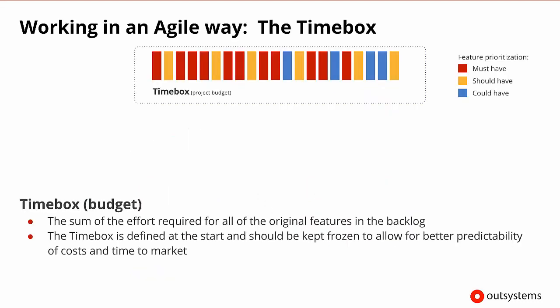So what is working in an Agile way? Well, let's start off by defining a time box or project budget. Usually this is defined from an initial sizing, which should include all the initial requirements, assumptions, constraints, and objectives. Basically, all the knowledge gathered at the start of the project. This initial sizing should also take into consideration that most gathered knowledge will be at a high level, and that more details will be incorporated during the project. This resulting time box should be kept frozen until the end of the project, allowing for more accurate cost estimation and a plan for time to market.